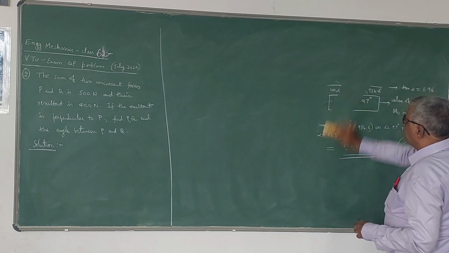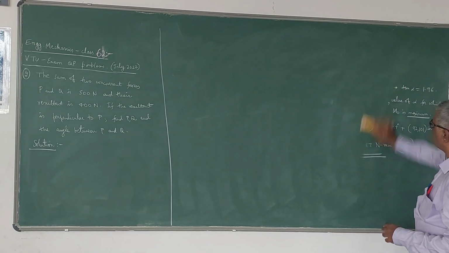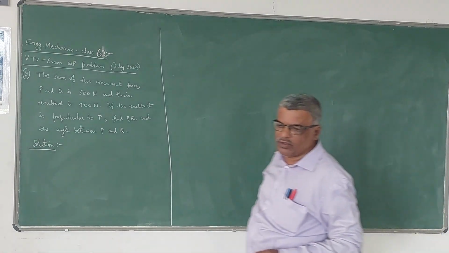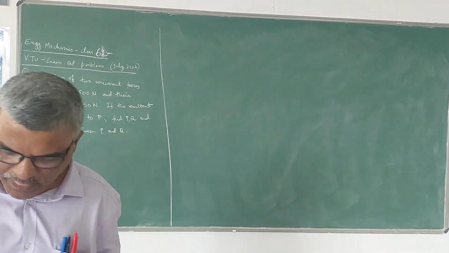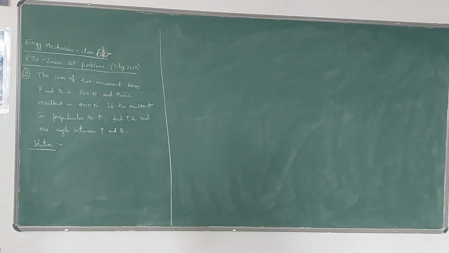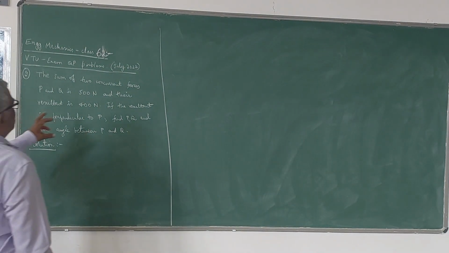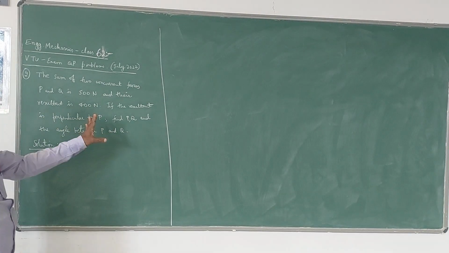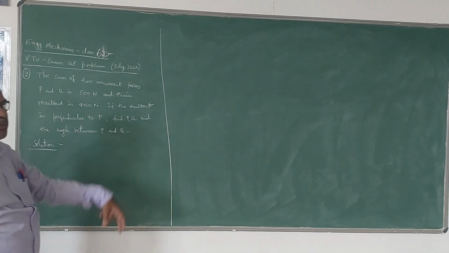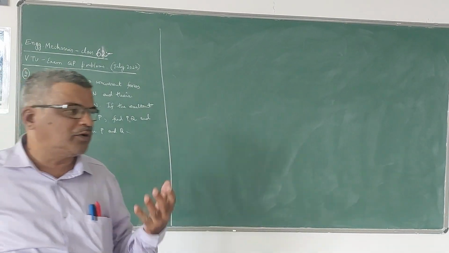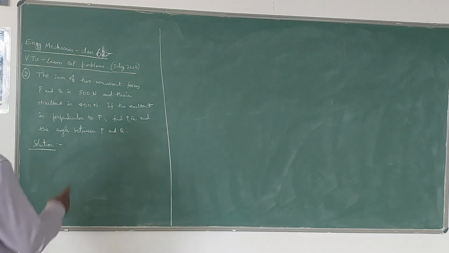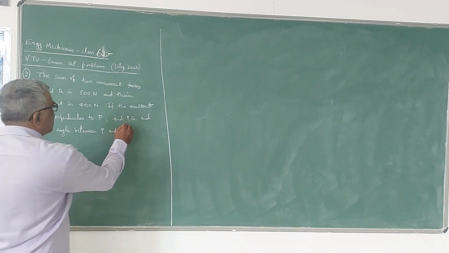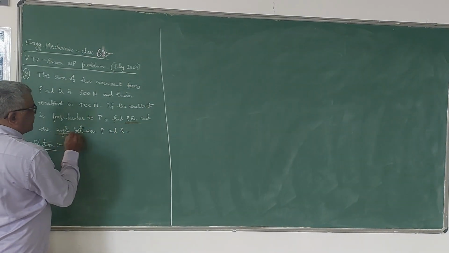And the sum of the magnitudes of the two forces is given as 500 Newton. So P plus Q is given as 500 Newton. And another condition, the resultant of those two forces is 400 Newton. And the third condition is, there are three conditions here. If the resultant is perpendicular to P, find the value of P, Q and the angle between P and Q. So there are three unknowns here. P and Q are the unknowns and the angle between them is the unknown.